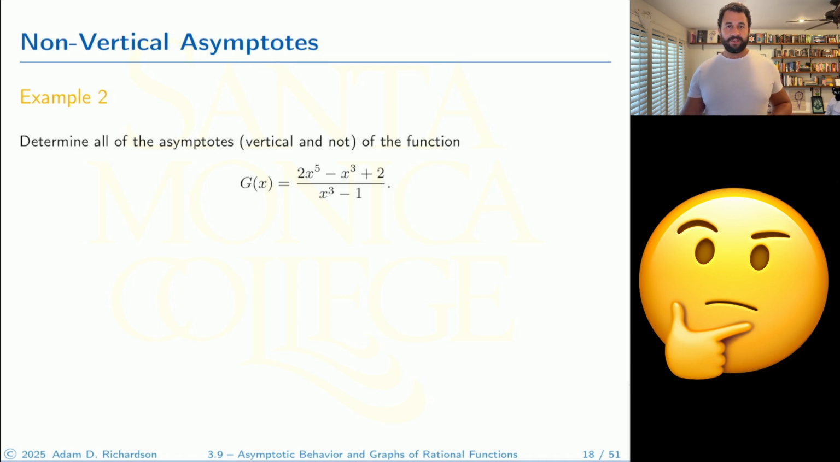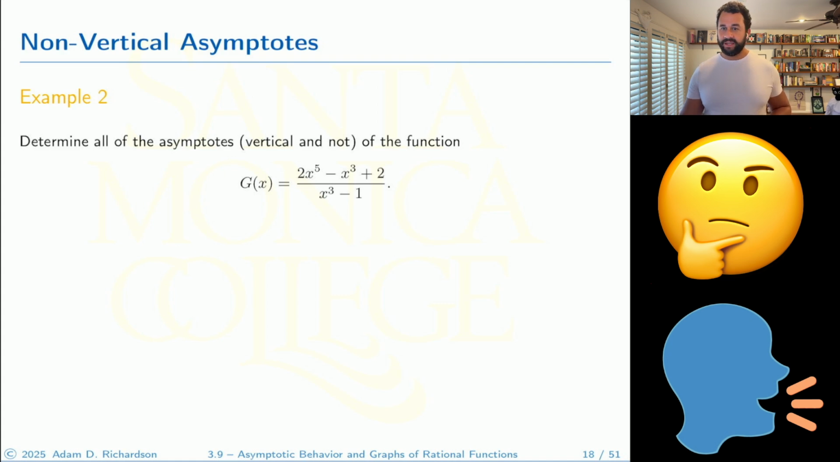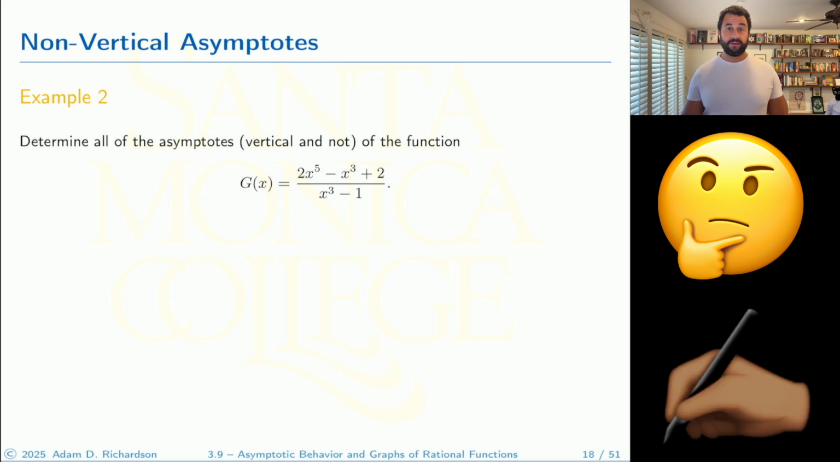Then as always, verbalize it, speak it out loud, say something. What do you remember about finding vertical asymptotes of a rational function? Right. And now write it down. So write down what you think the vertical asymptotes are. Make sure they are actually vertical asymptotes and not holes. Just a little hint there. Okay.